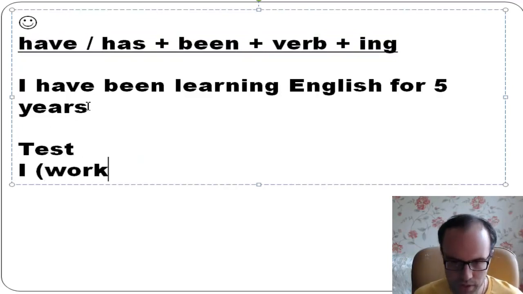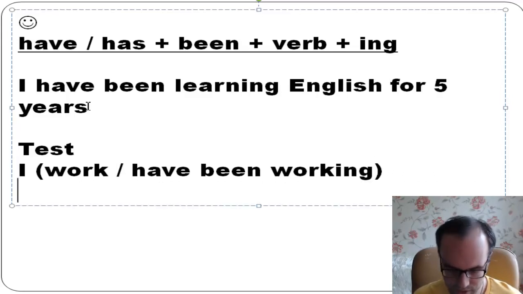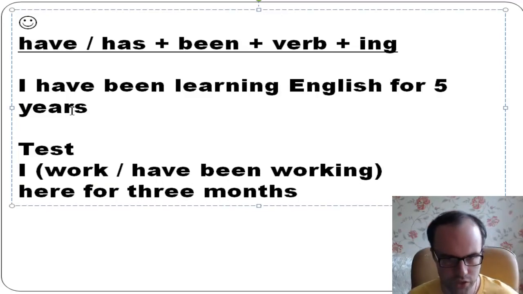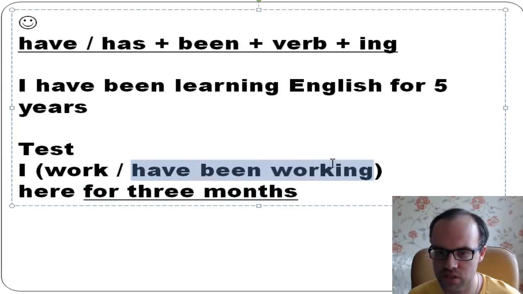So I work, or I have been working here for 3 months. What are you choosing? Work or have been working? Please think. For 3 months, yeah? It tells us that I started working here 3 months ago and I'm still doing it. I'm still working here. So it's present perfect continuous only this way. I have been working here for 3 months.